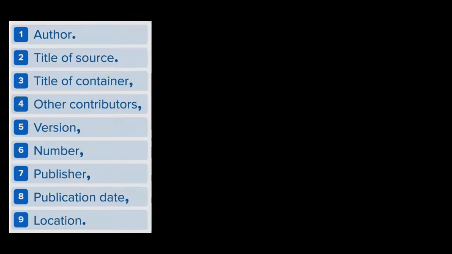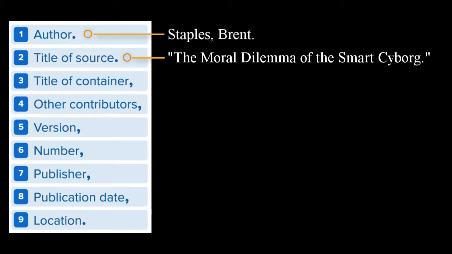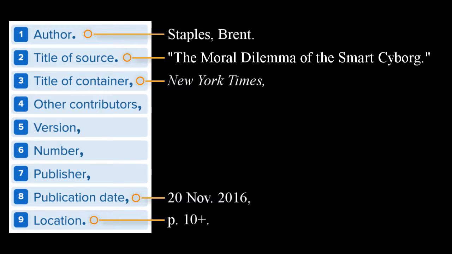The editorial that we were looking at can be cited this way by following the core elements: by author, the title, the container of the title, which would be the New York Times, the newspaper, and then the publication date and the location, which is page 10 plus. The plus indicates that it's in a newspaper and is often cited on other pages. There's no contributors or versions or numbers, and the publication is not required.